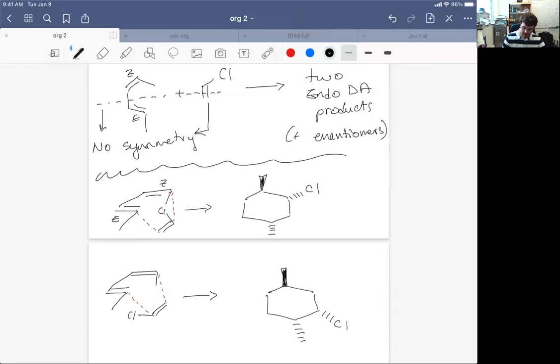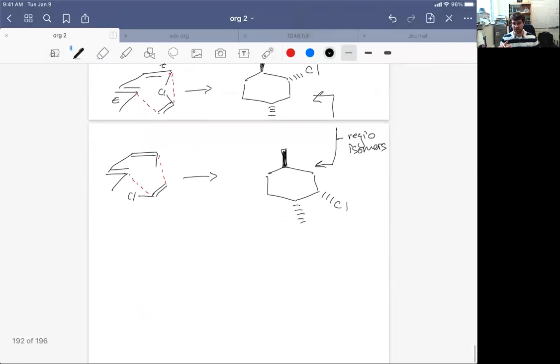So we have these two products, and these two products would be regioisomers. Isomers due to different regions of the molecules interacting with each other as a result of the same reaction. Now I have to emphasize, this is only an issue if both the diene and the dienophile lack symmetry. If one of them has symmetry, it only takes one, then we don't have to worry about this anymore.